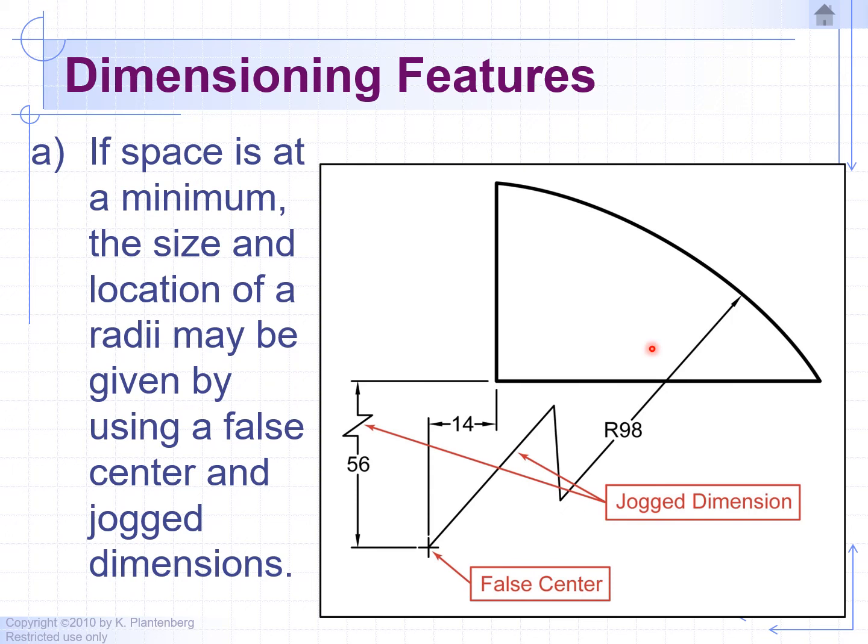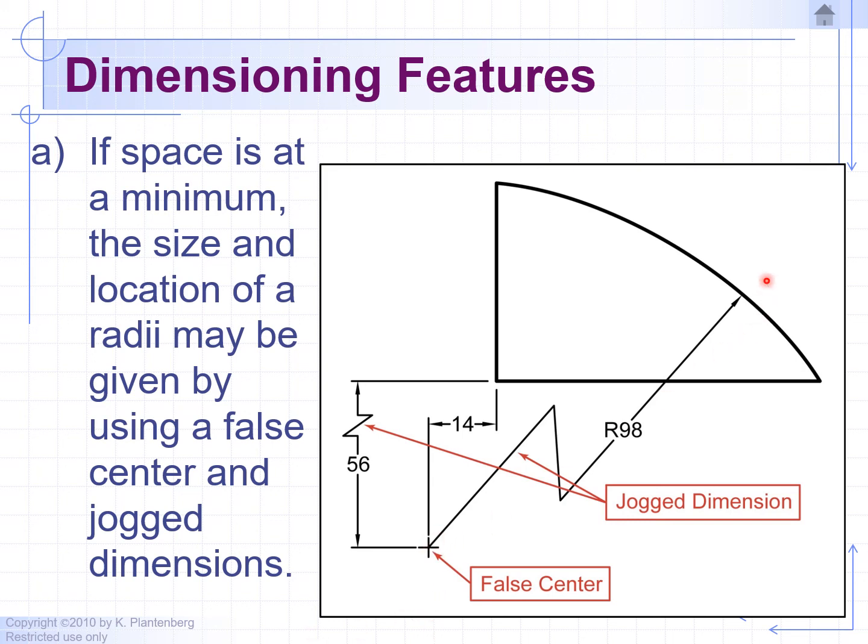Okay, in this example, we're looking at an arc with a radius of 98. Now the location of this arc's center is important. The problem is that the center of the arc falls off the sheet. One way to get around that is by using what's called a jog dimension. So we're faking the center. The center of that arc is not here. It's actually somewhere down here outside of the page.